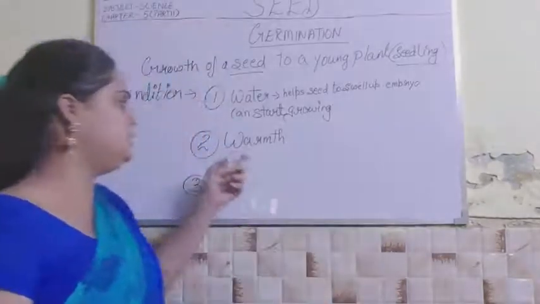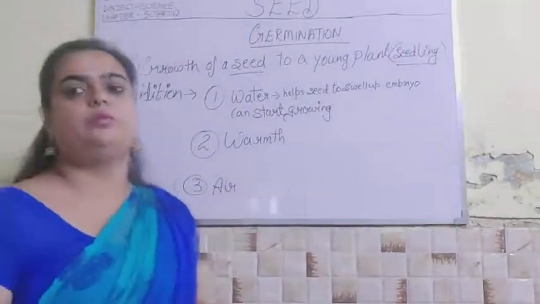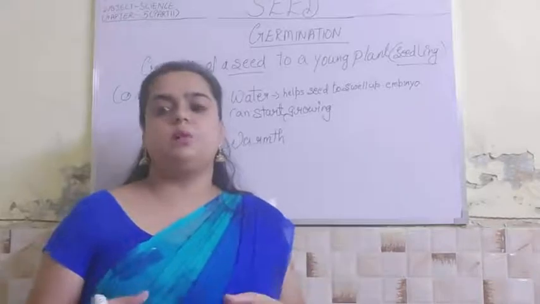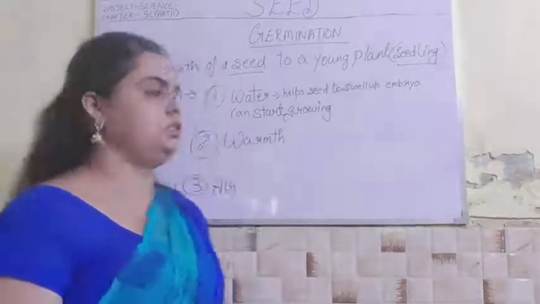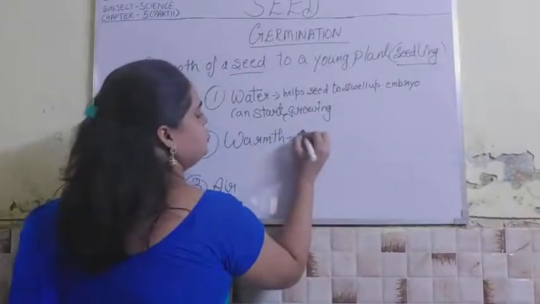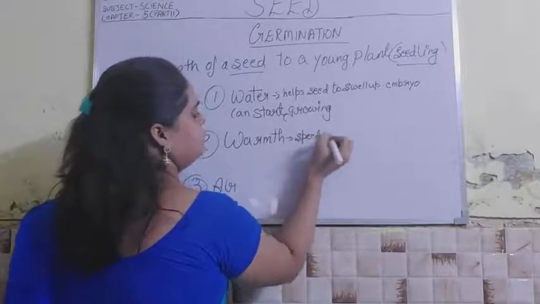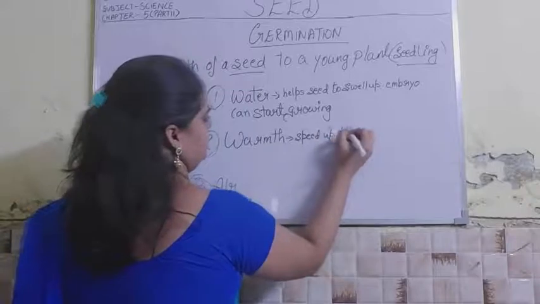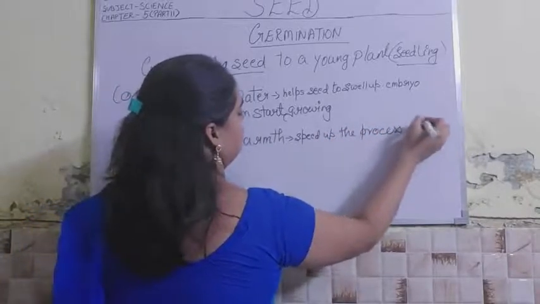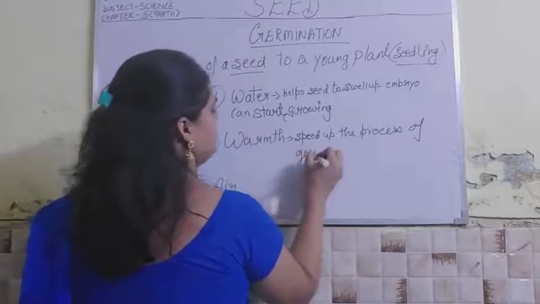The second condition is warmth. Warmth speeds up and improves the process of germination. See, warmth is also required. It speeds up the process of germination.